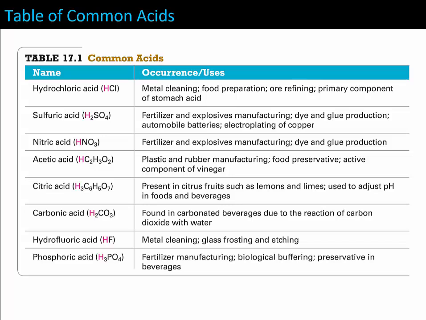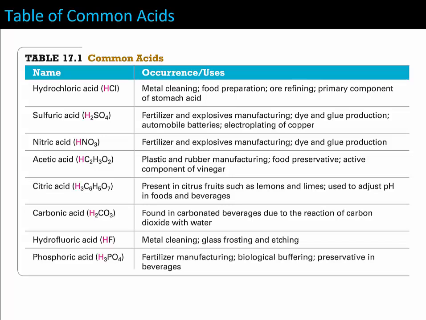Nitric acid, which is a reducing acid, so it's going to undergo some electrochemistry. Used in fertilizers, explosives manufacturing, dye, glue production. Acetic acid, we recognize this guy, that's what's in vinegar. It's a plastic and rubber manufacturing ingredient. It's used in food preservatives. It's the active component of vinegar.